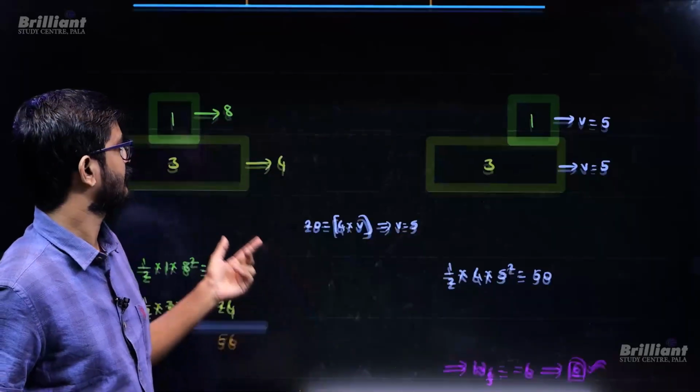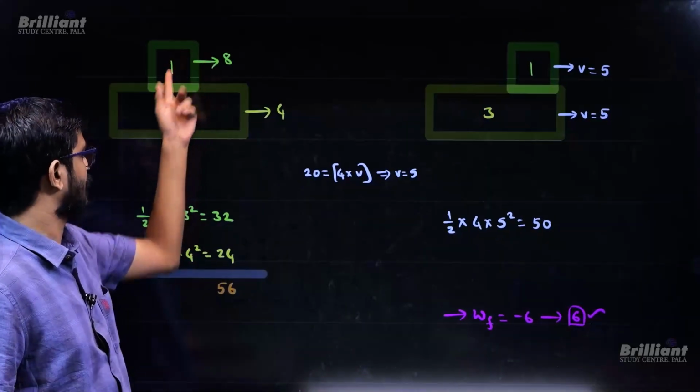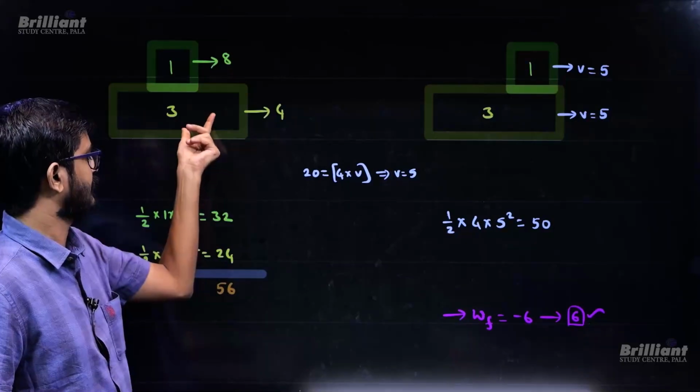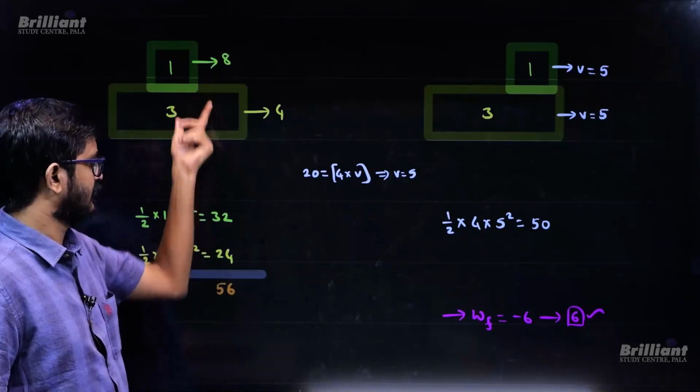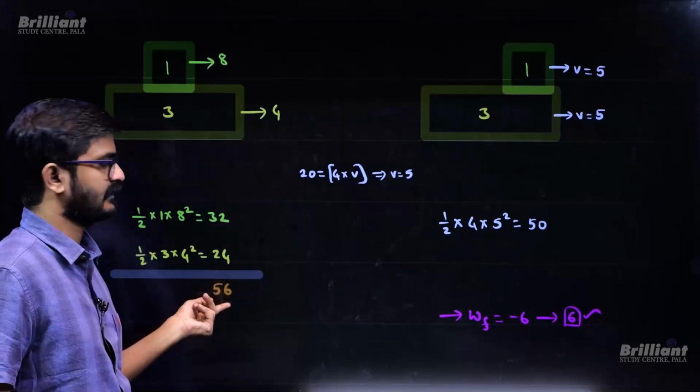So once I know v equals 5, I can calculate the kinetic energy of this block: half into m into v square, which is 32. The kinetic energy of this other block is 24. So the initial kinetic energy is this plus this, which is 56.